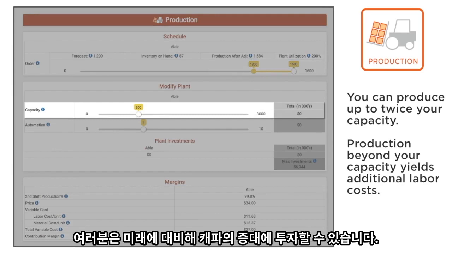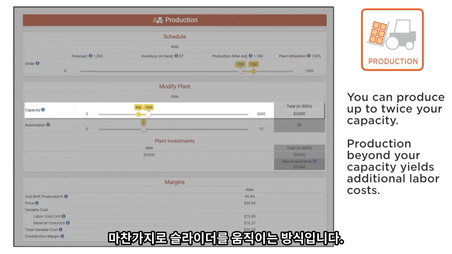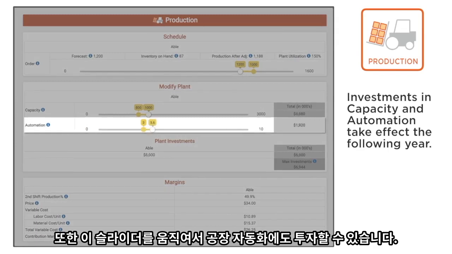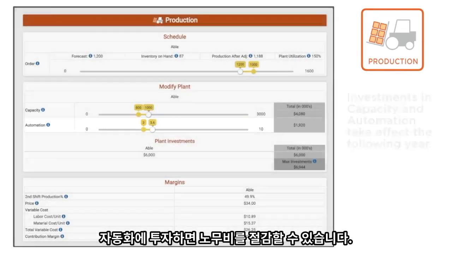You can invest in extra capacity for the future by moving the slider. You can also invest in your plant's automation by moving this slider. Labor costs will go down when you invest in automation.